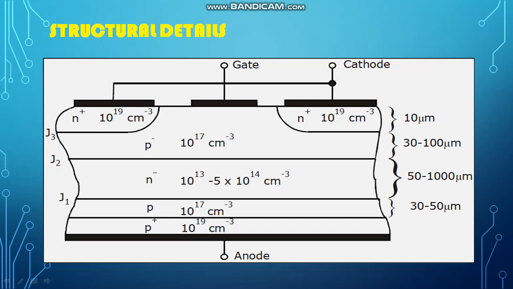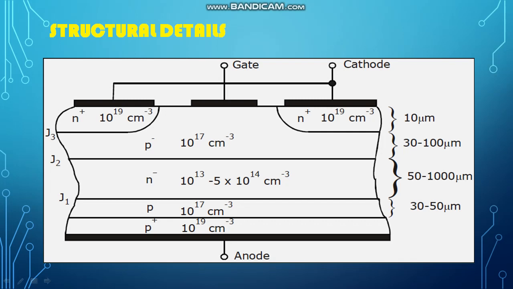Now these are some structural details. What are structural details? The doping level, width, everything is given in this particular diagram. So don't get confused. Anode is connected to P, cathode is connected to the N. Here there are two separate N. Don't worry, these are short circuited. And in between, another P layer is there. Don't get confused.